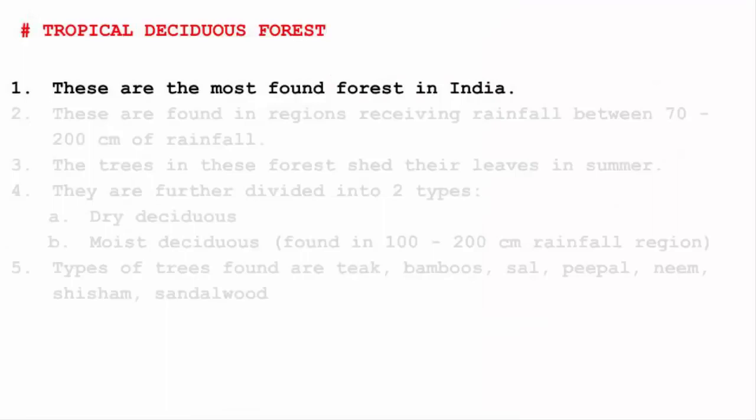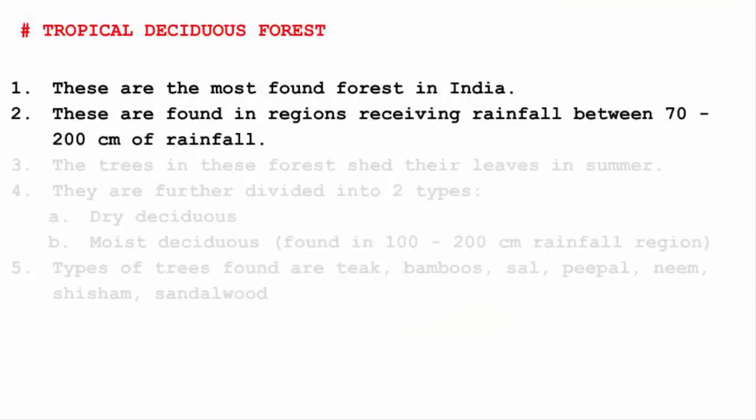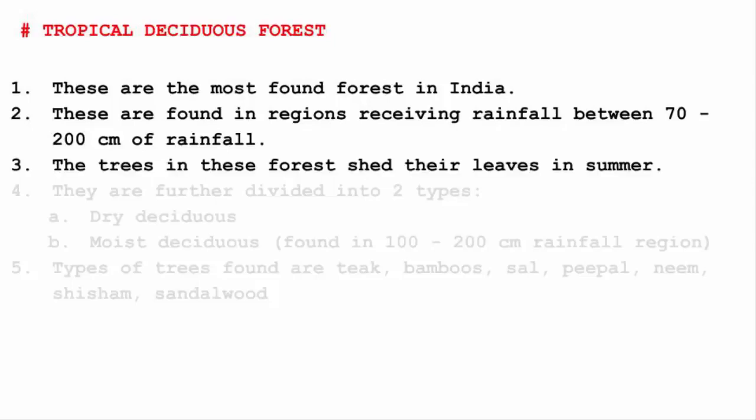So these are the most found forests in India. Now if you look at this map, the majority portion of the color grey is what tropical deciduous forests represent. So these type of forests are found in regions that receive rainfall between 70 to 200 centimeter. The trees in this forest shed their leaves in summer. So if you see, the meaning of deciduous itself is shedding their leaves. Therefore it's pretty easy to understand that these type of forests will have trees that shed their leaves in summer.